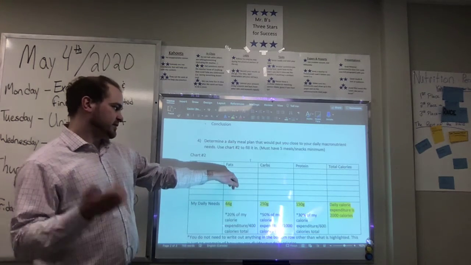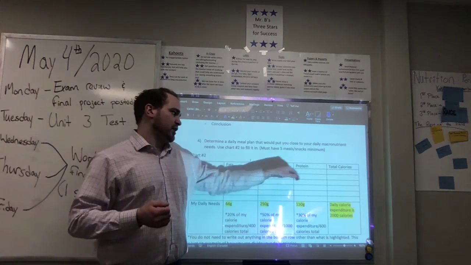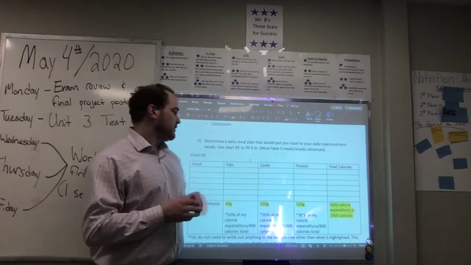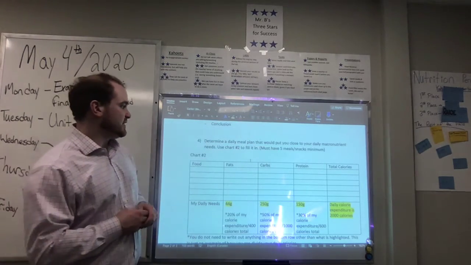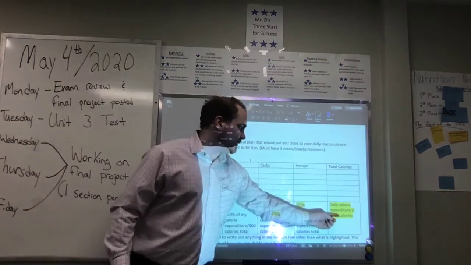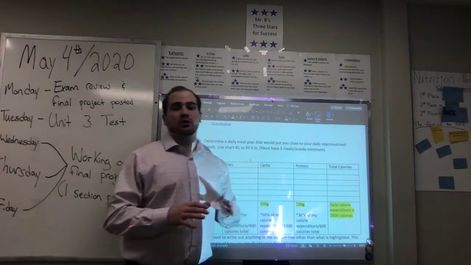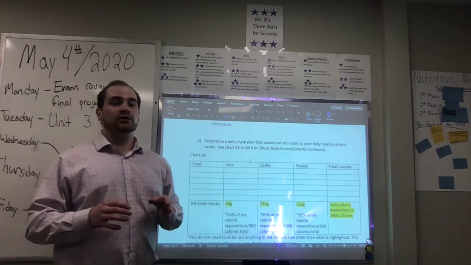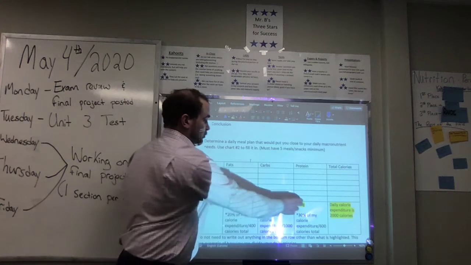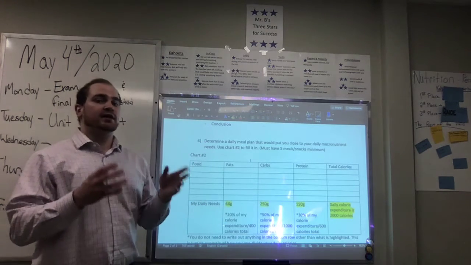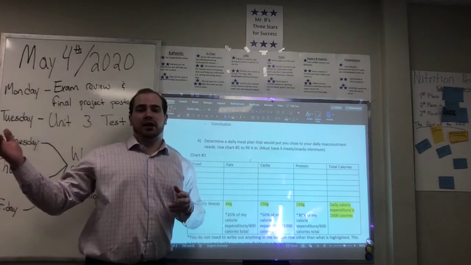So we'll put 10 grams of fat, 20 grams of carb, maybe 1 protein. Then we'll calculate how many calories that adds up to. This total should be relatively close to your daily caloric expenditure, and these totals should be close to what you hypothesized or determined in your paper.